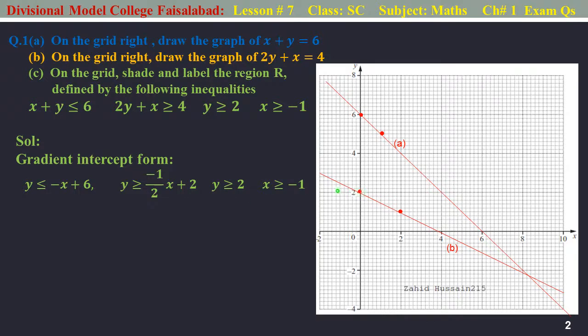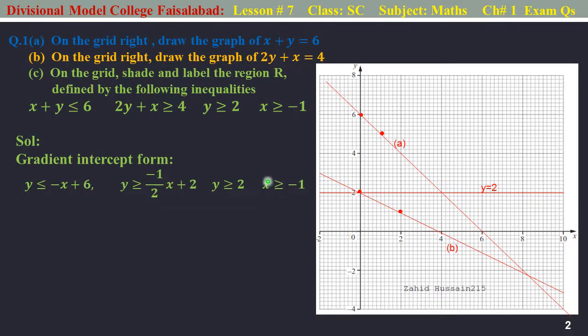So we will draw a line at y is equal to 2, this one, and we will label this line as y is equal to 2. The fourth inequality is x greater than or equal to minus 1. Its associated equation will be x is equal to minus 1.